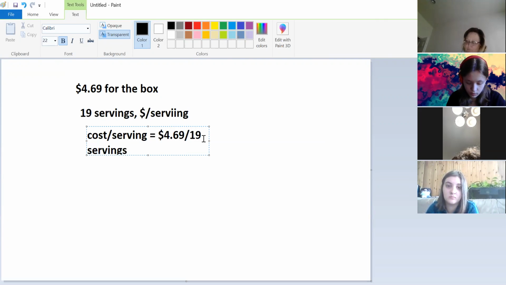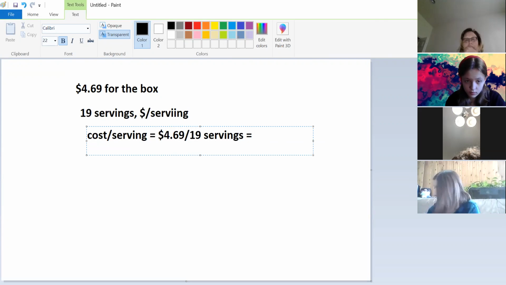So it looks like this, right? So now, doesn't this tell you you've got to divide, right? You're gonna divide the 19 into 469 to get the cost per serving, right? So somebody on a calculator, figure that out, okay? Please.